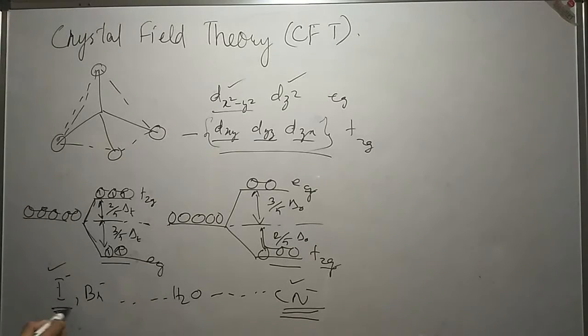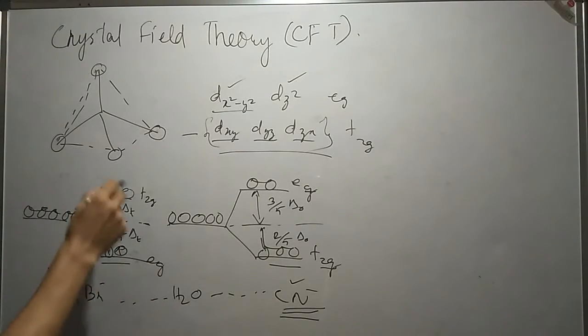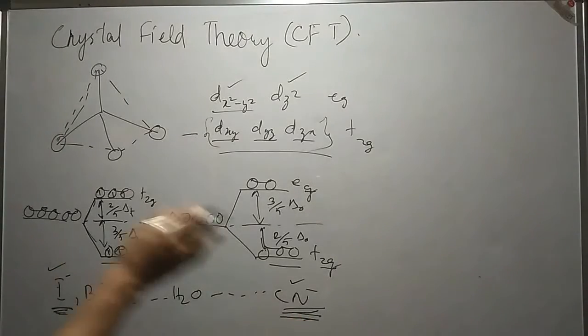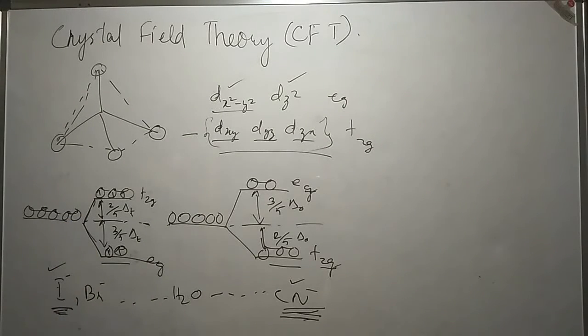So for a weak field ligand, since it will first fill all of the orbitals singly, it will be high spin. But for a strong field ligand it will be low spin, which means less number of unpaired electrons.